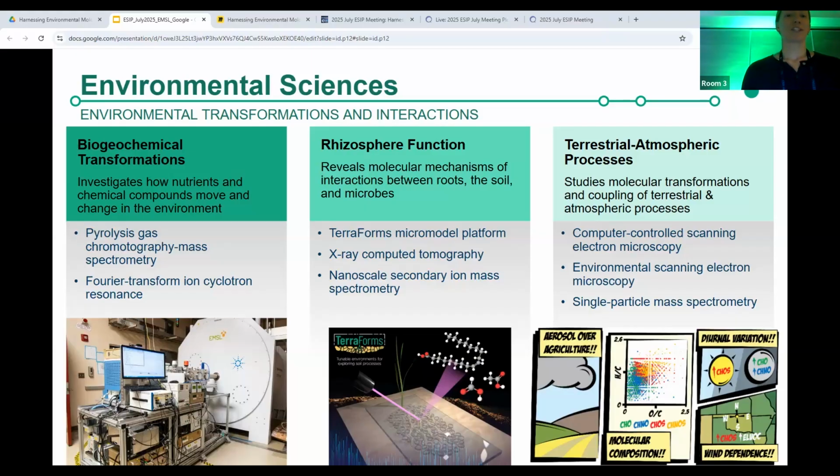And then lastly, we'll just touch briefly on our terrestrial atmospheric processes, and that focuses on the molecular transformations that happen in the atmosphere and how they connect back to terrestrial processes. And we have this nifty little graphic from our communications team, showing how the instrumentation within this sub-area has helped to understand factors impacting aerosol composition above agricultural fields.